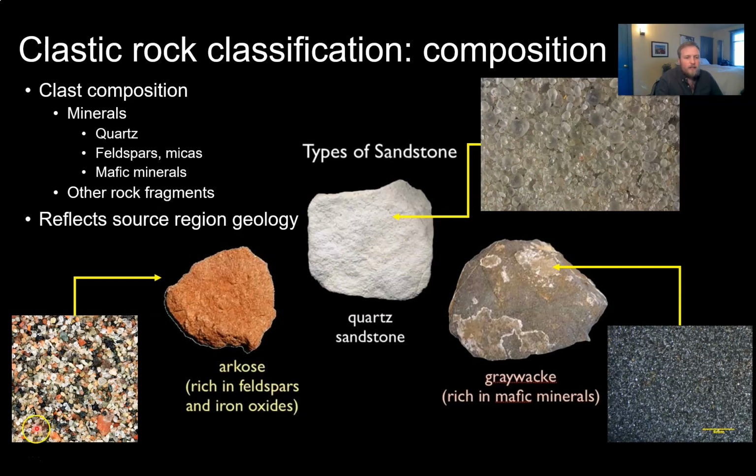If you have a sandstone that has a mixture of feldspar minerals, mica, and quartz, the overall color of that rock is going to be more of an orange color, and we call these arkosic sandstones. If you have sandstones that are made out of mafic minerals, right, things that are like olivine or pyroxene, the darker colored minerals, we call it a greywacke.